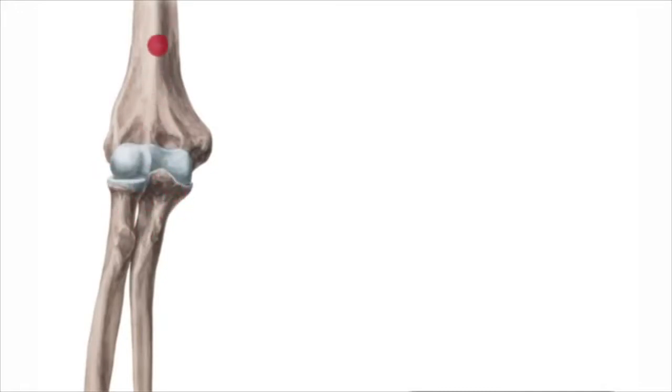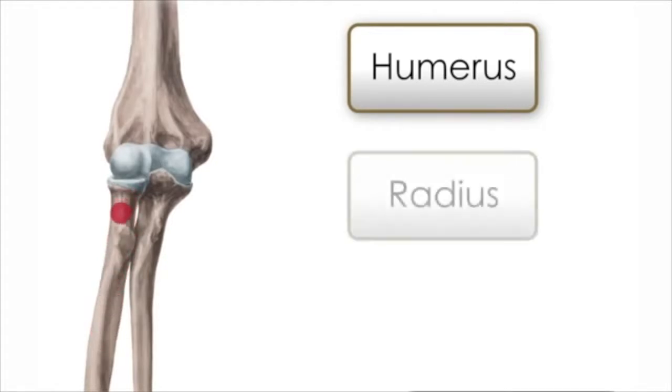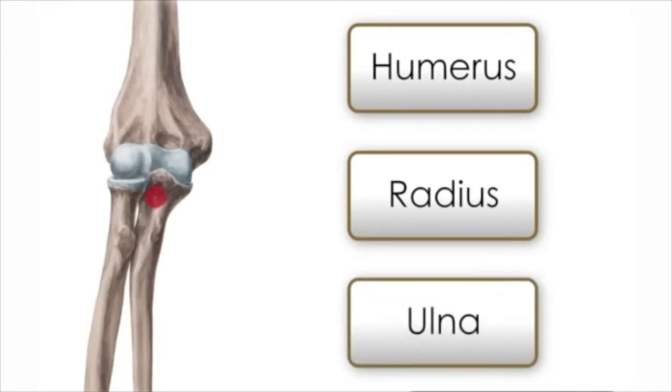Now the first one is this large bone here known as the humerus. And then you have this one located laterally, and this is the radius. And the third bone is this one located medially. This is the ulna. So these are the three bones that are in the elbow joint.